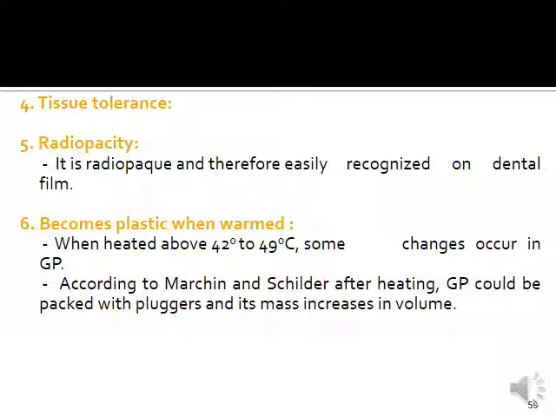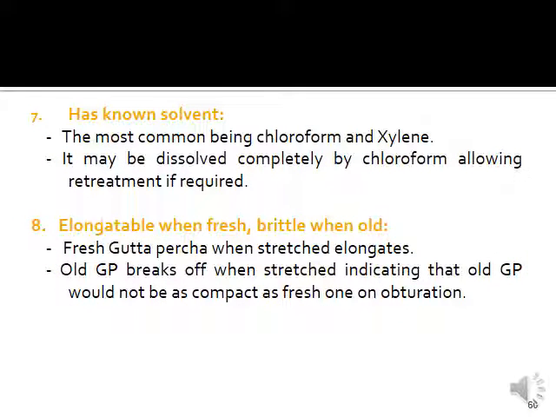Some changes occur in GP according to Marciano and Schilder. After heating, GP could be packed with a plugger and its mass increases in volume. It has a known solvent, the most common being chloroform or xylene. It may be dissolved completely by chloroform, allowing retreatment if required.